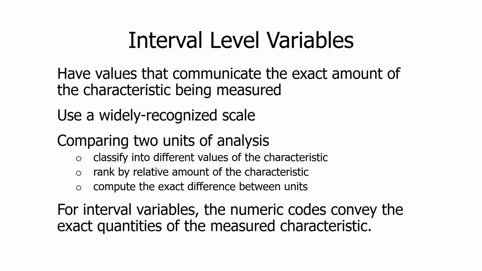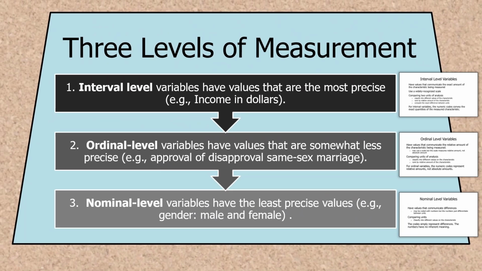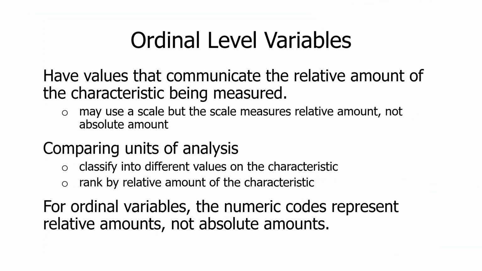So it's useful to think about it this way, because as you go down in levels of precision, you begin to lose abilities. The first thing that goes is the ability to compute the exact difference between units. Ordinals can be very confusing because they always have numeric codes. The codes of ordinal-level variables communicate the relative amount of the characteristic being measured. It may use a scale, but the scale measures relative amount, not absolute amount. We'll have more to say about ordinal scales here in a few minutes.